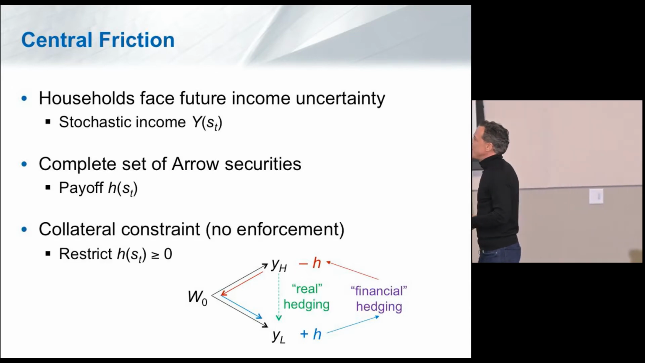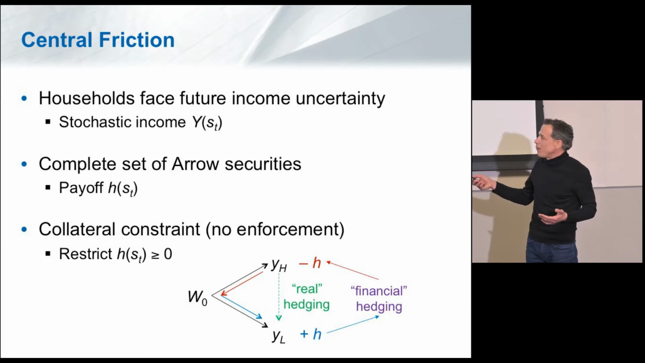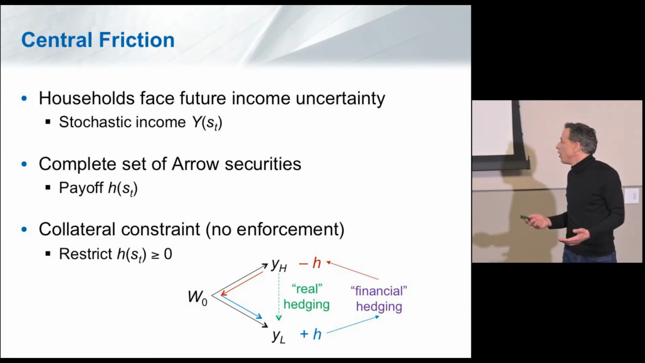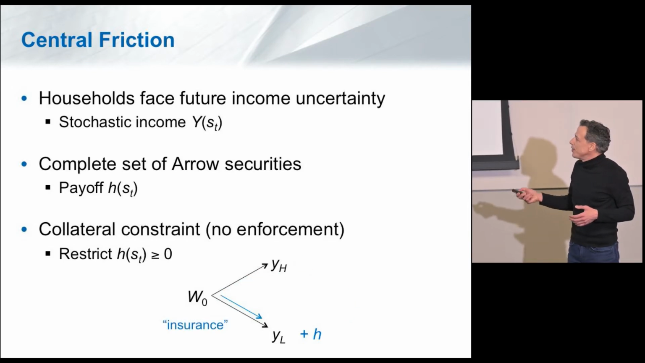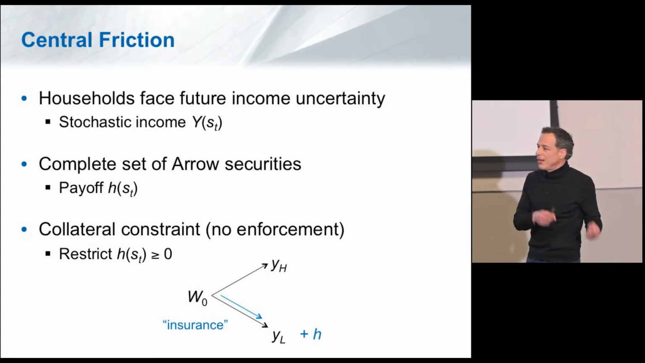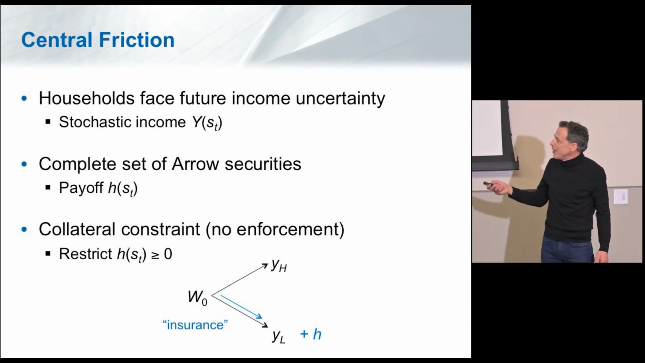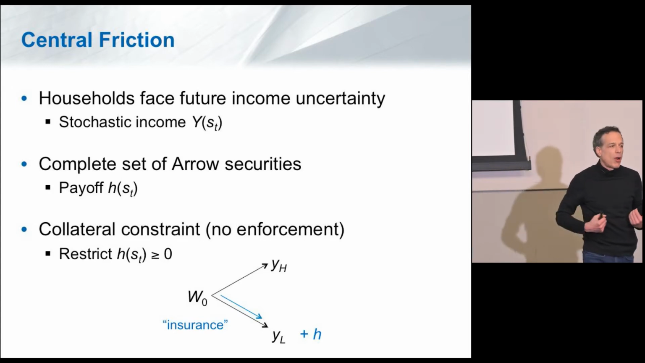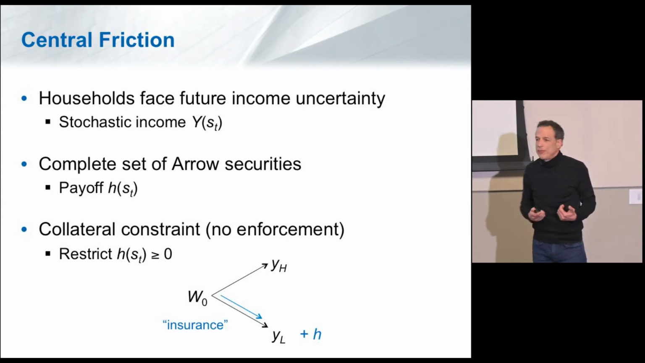The friction in the model is the collateral constraint. There's no ability to enforce that when the high state comes, I'm actually going to pay what I said I would pay in that high state. And so we've got to get rid of that aspect, and we're just left with this state contingent saving, which we're going to refer to as insurance. Okay, so the only thing we can do is save from the present into different states in the future, but I can't borrow from the future. Okay, so that's the basic constraint that we've got in the model.